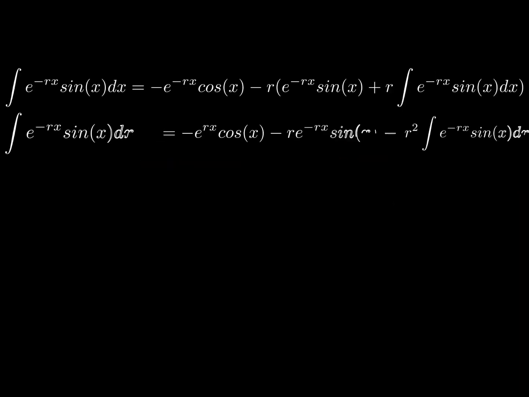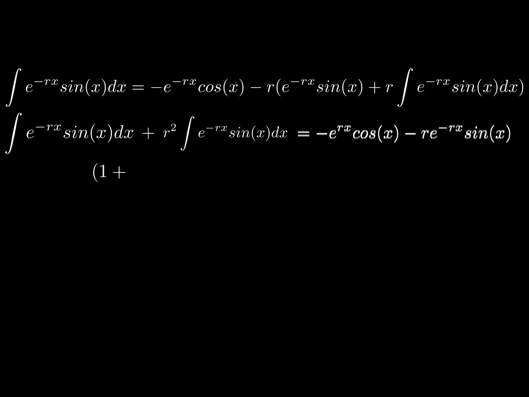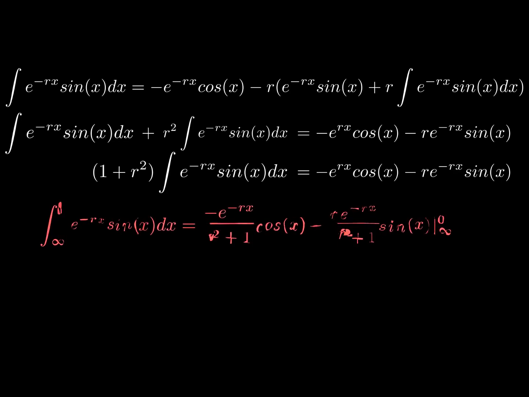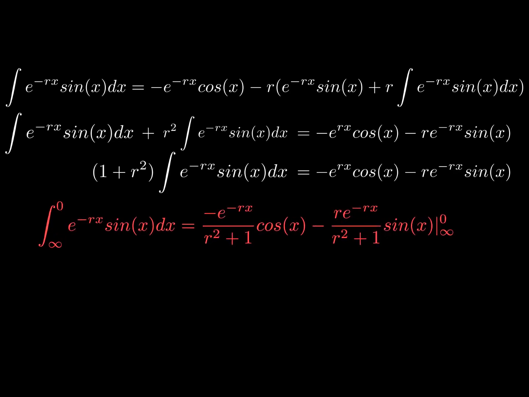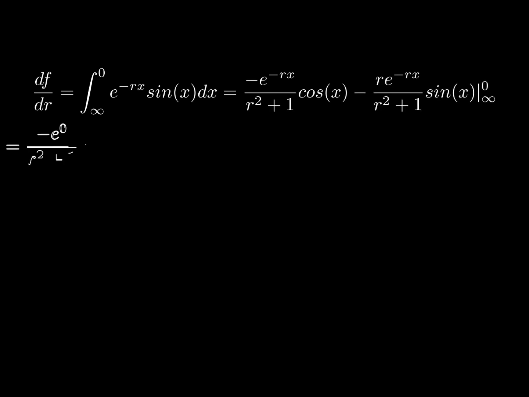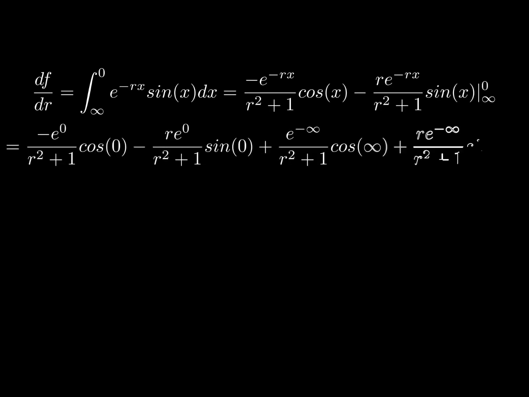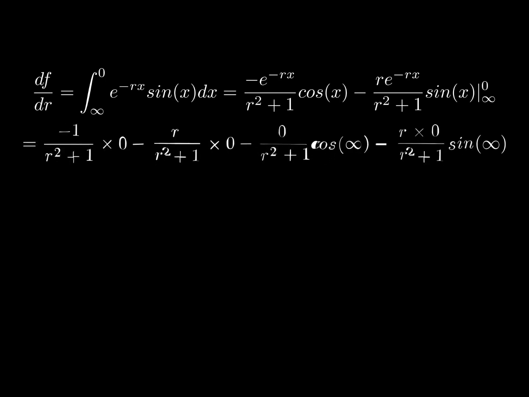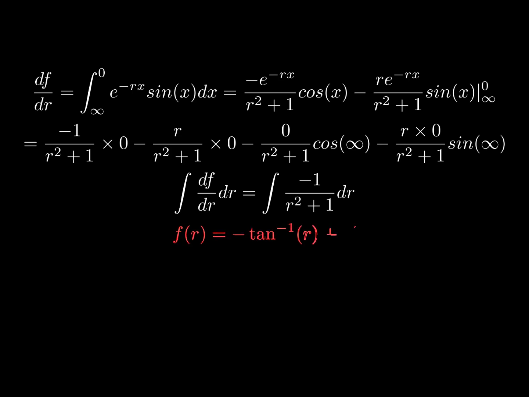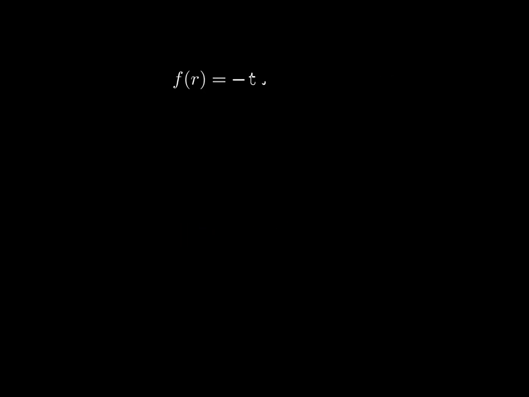Now we can distribute the r, and putting the integrals together allows us to factor out r squared plus 1. Dividing by this on both sides gives us an antiderivative, and now we can plug in the bounds. I'll plug in the infinity symbol as a shorthand for the limit as x goes to infinity. Most of these terms simplify to 0, leaving negative 1 over r squared as the derivative of f with respect to r. We can integrate this with respect to r to get f of r equals negative arctan r plus c. All that's left to figure out is c.